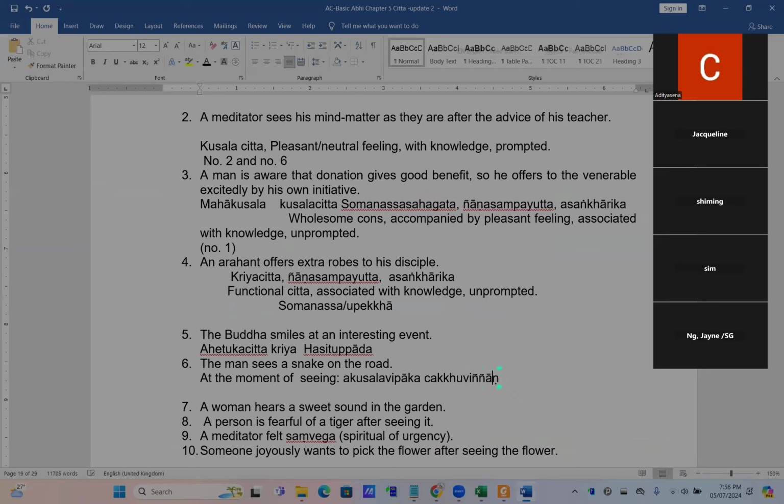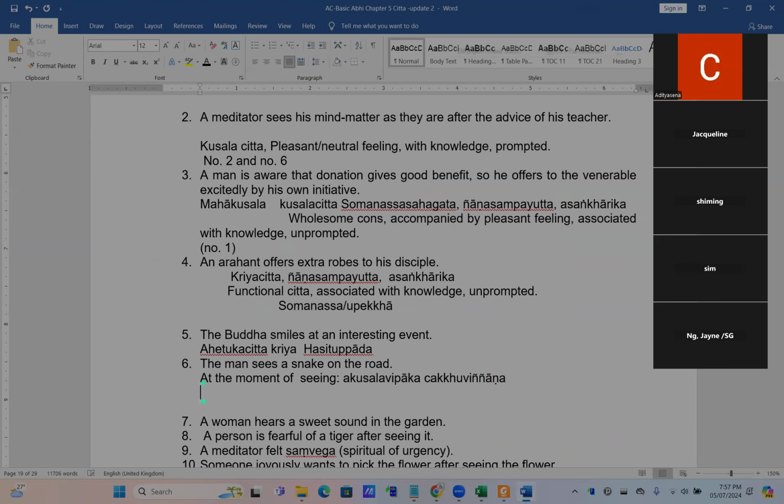So it will be unwholesome resultant eye consciousness, because you see the snake at that moment. Don't tell me you enjoy seeing snakes.